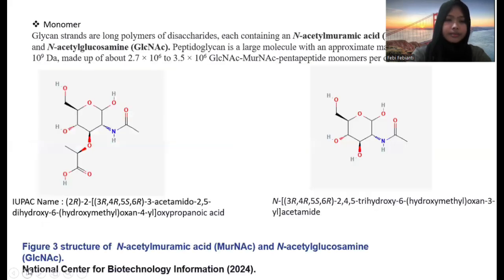Glycan strands are long polymers of disaccharide, each containing an N-acetylmuramic acid and N-acetylglucosamine.